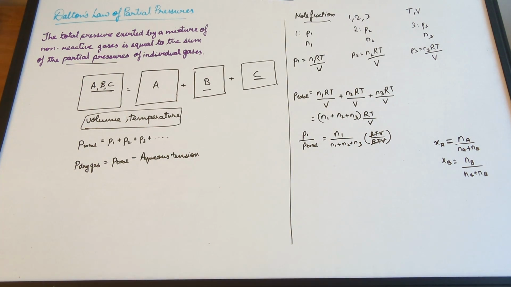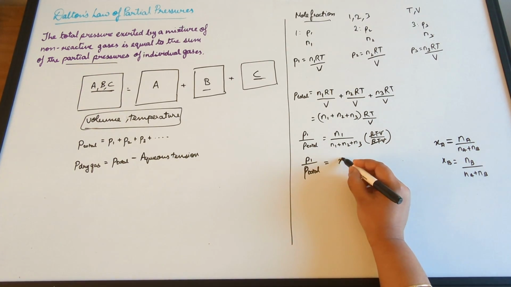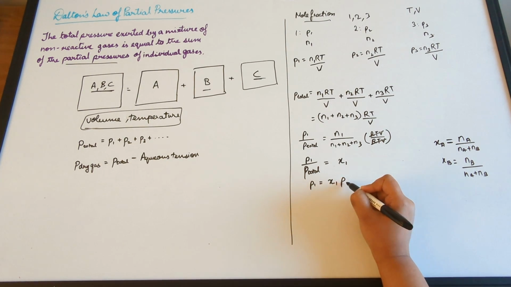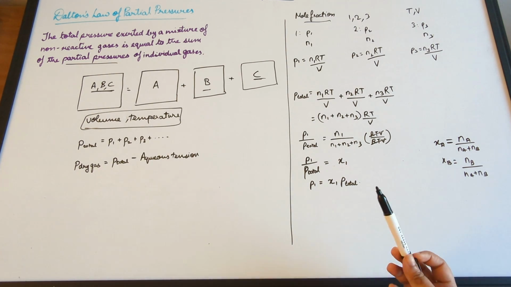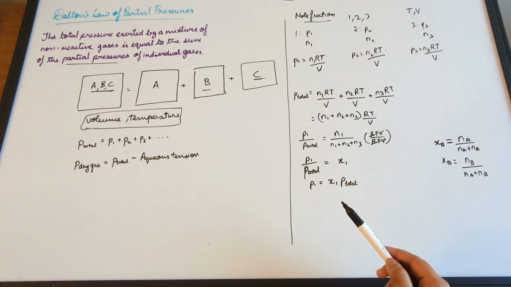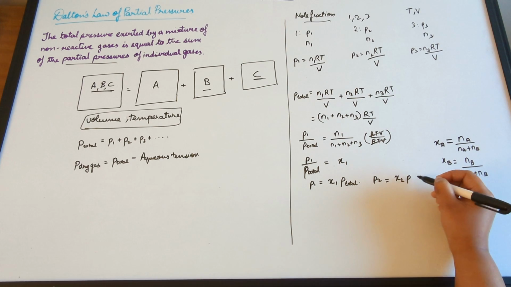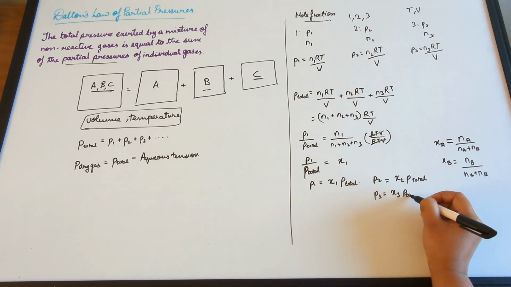So the same thing can be applied here as well. So P1 by P total will be equal to the mole fraction of 1. So P1 equals X1 into P total. So the mole fraction and the partial pressure are related like this. The partial pressure equals the mole fraction of that particular component into the total pressure of the mixture. Similarly, we get other relations as well. It's the same thing that will happen. We'll get P2 will be X2 into P total. P3 will be X3 into P total.